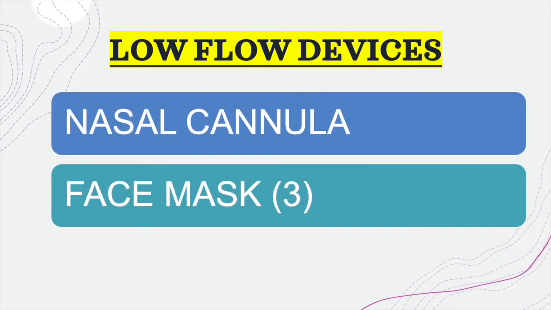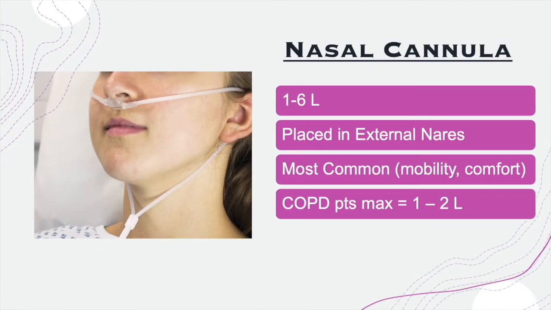Low flow devices consist of two things: nasal cannulas and face masks. Also to make note of is that there are three face masks, guys, and we're going to go over them individually. Now, nasal cannulas. Here is a nasal cannula and the stats behind it. When using a nasal cannula, it's important to remember that it ranges from 1 to 6 liters of oxygen and that it is placed in the external nares.